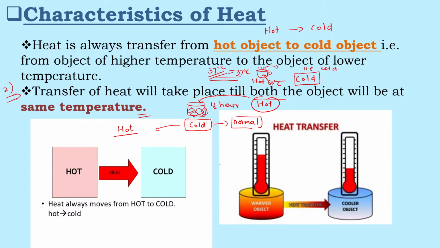Okay, these are the two characteristics. Let us summarize the two characteristics of heat. Heat energy always transfers from a hot object to a cold object, that is from a higher temperature region to a lower temperature region, and the transfer of heat will take place till both bodies are at the same temperature.